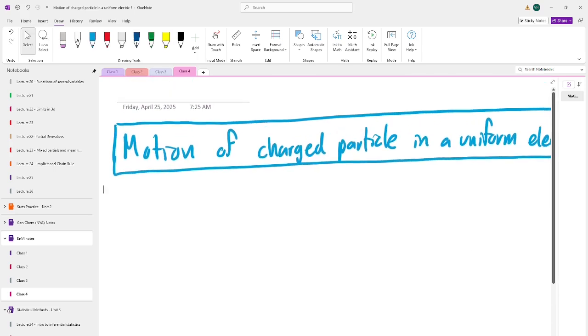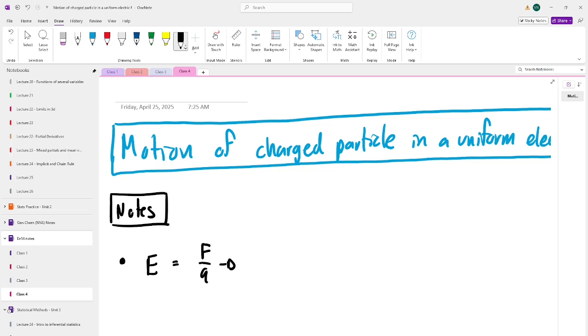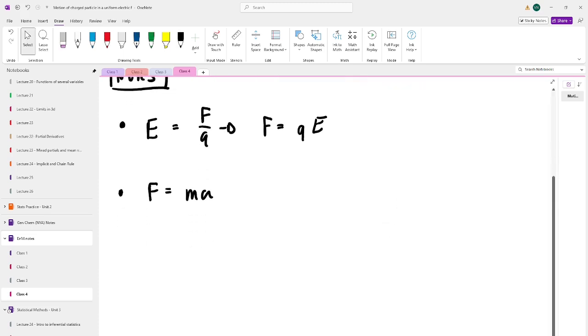So, first of all, we know from before, so I guess I could write notes before I begin. First of all, that E is equal to F over q, or in other words, F is equal to qE. That's just from our previous lecture. We just rearranged the equation to get an equation for the force. We also know from mechanics that the force on an object that is accelerating is equal to the mass multiplied by the acceleration.